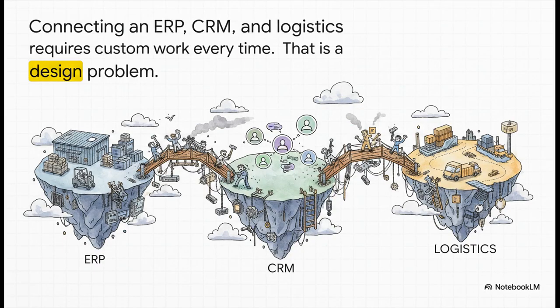Here's the perfect way to picture this. Imagine a manufacturing company, okay? They've got their ERP for inventory, their CRM for customers, and a whole other tool for logistics. And every single time they need those systems to share data, they have to launch a whole new custom engineering project from scratch. That's not a bug. That right there is a classic design problem.